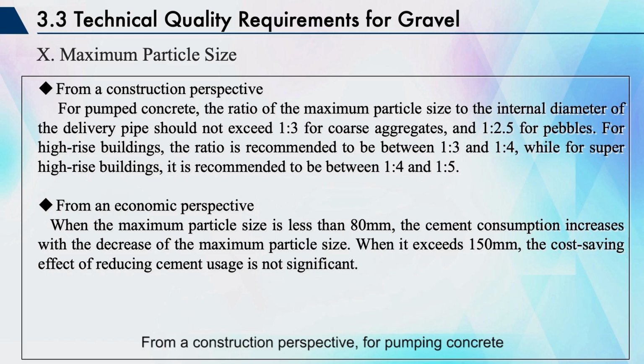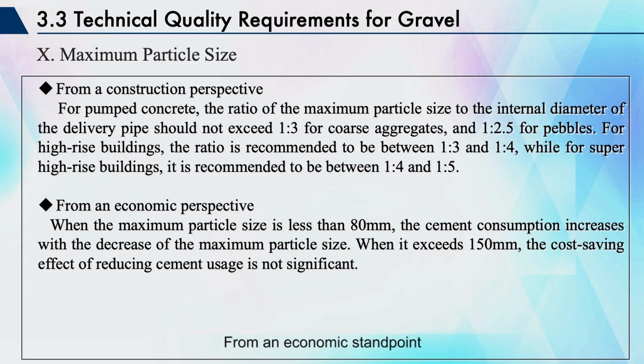From a construction perspective, for pumping concrete, the ratio of the maximum particle size of coarse aggregate to the inner diameter of the delivery pipe should not exceed 1:3 for crushed stone, 1:2.5 for pebbles, 1:3 to 1:4 for high-rise buildings, and 1:4 to 1:5 for super high-rise buildings.